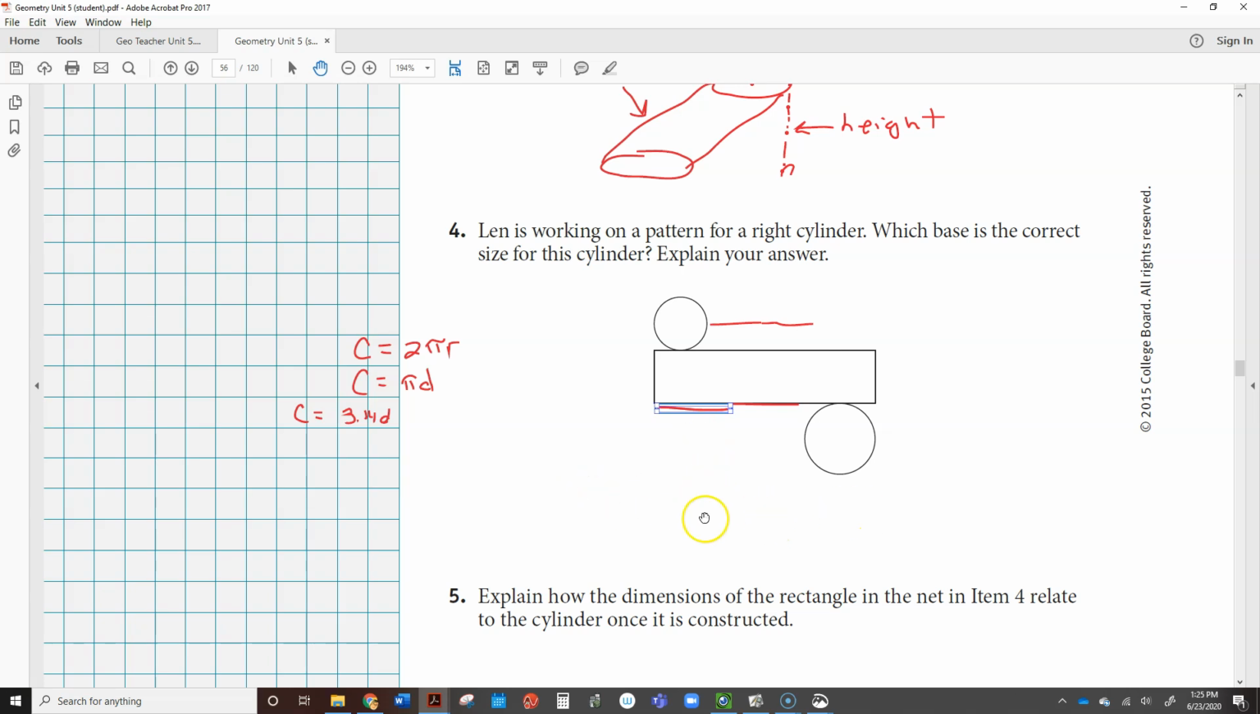So that means that this one, the bigger circle, is the base of the cylinder. And that means it will fit along this when we fold. So we fold this paper around the cylinder, it will fit. This I would have overlap.